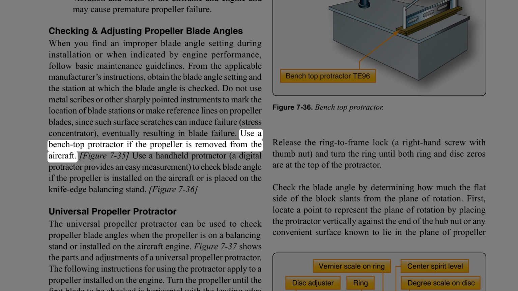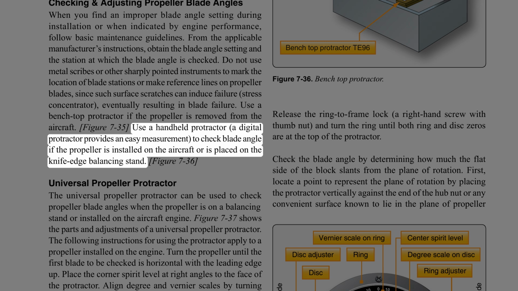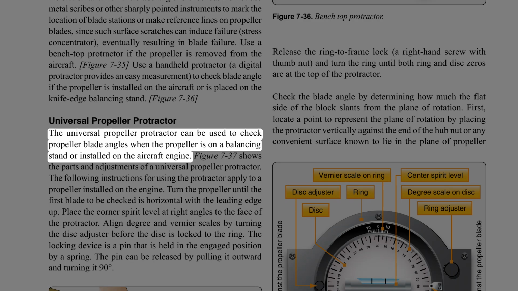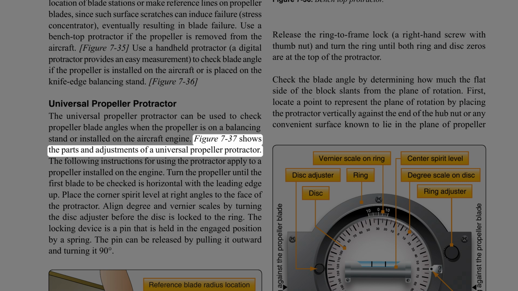Use a bench-top protractor if the propeller is removed from the aircraft. Use a handheld protractor. A digital protractor provides an easy measurement to check blade angle if the propeller is installed on the aircraft or is placed on the knife edge balancing stand. Universal Propeller Protractor. The Universal Propeller Protractor can be used to check propeller blade angles when the propeller is on a balancing stand or installed on the aircraft engine. Figure 7-37 shows the parts and adjustments of a universal propeller protractor.